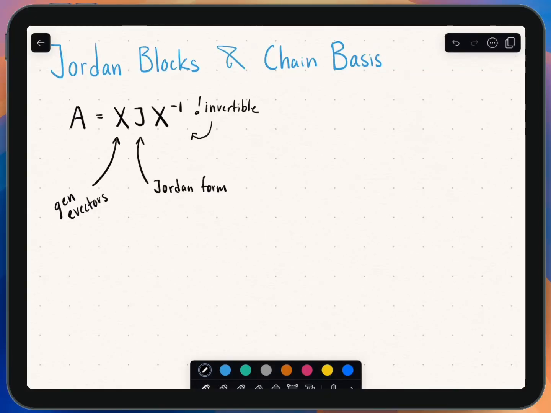Hi friends, today I'm going to talk about Jordan normal blocks and the Jordan chain basis. So from the last video, we know that we can express A as XJX inverse, where instead of having a diagonal matrix, because all matrices might not be diagonalizable, we have this J matrix. And what this is saying is that A might be defective, meaning that we don't have a full set of eigenvectors for this A, but we can almost do as well by introducing the generalized eigenvectors.